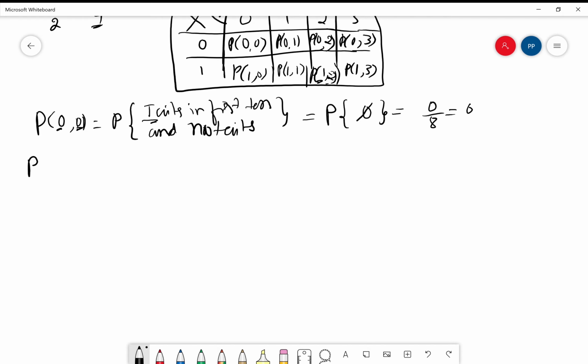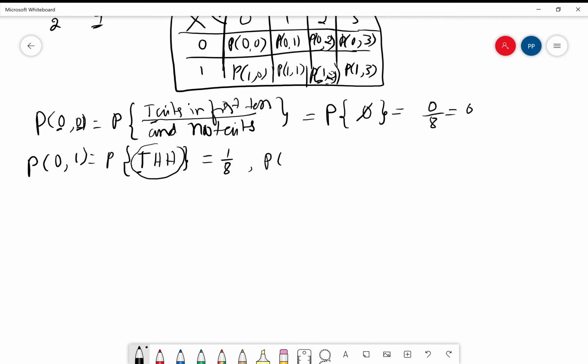Now, P of 0 comma 1 is the probability of tails in the first toss and one tail. So how many such outcomes do you find? Tails in the first toss, one tail, THH, satisfying both the conditions. Tails in the first toss and total number of tails equals 1. Only one such outcome. Its probability is 1 by 8.